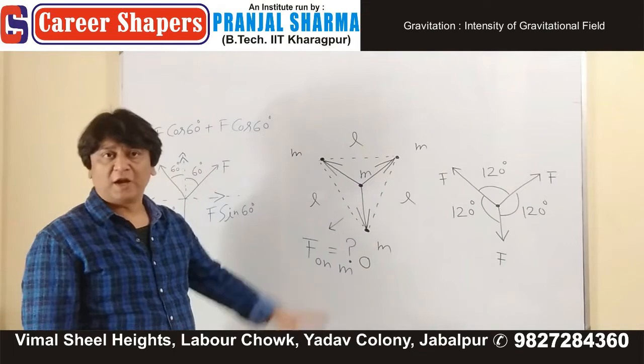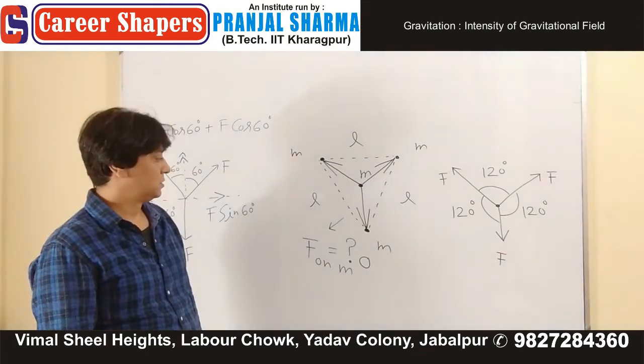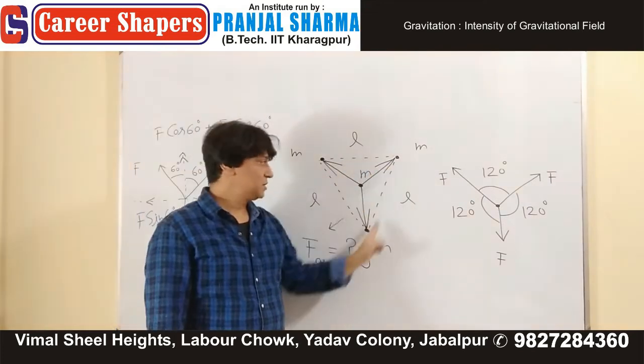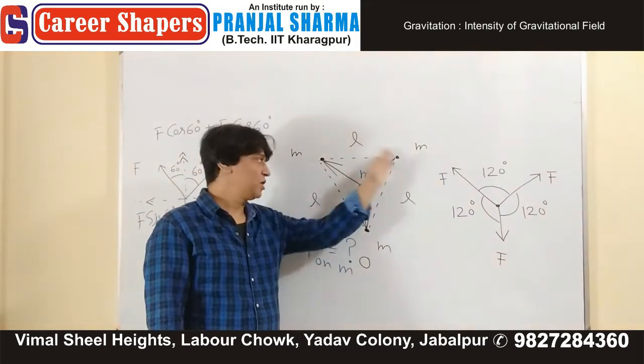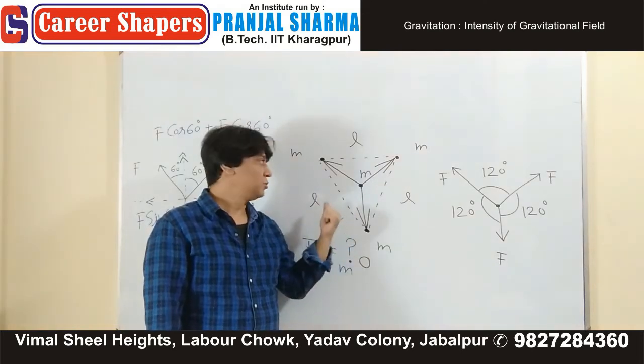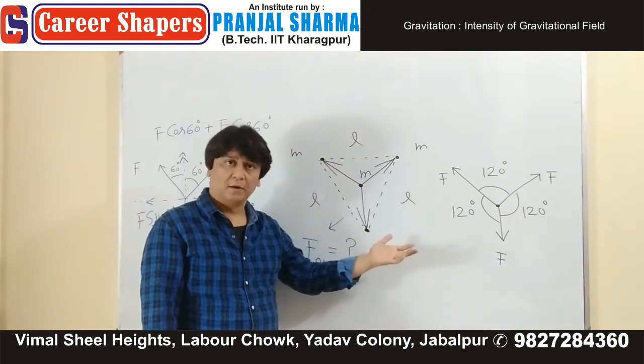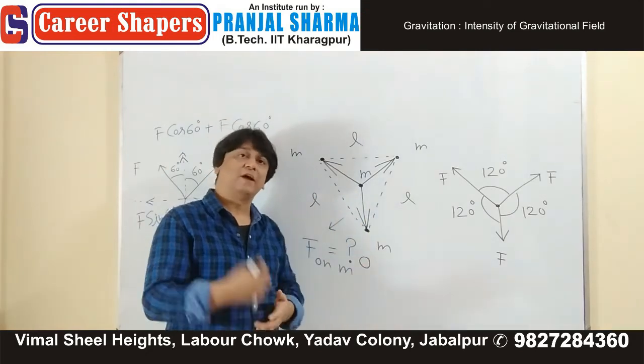So, a very straightforward question. In this type of setup, where each and every arm is of equal length, it's not necessarily an equilateral triangle, it can be a square. You can have a pentagon, you can have a hexagon.